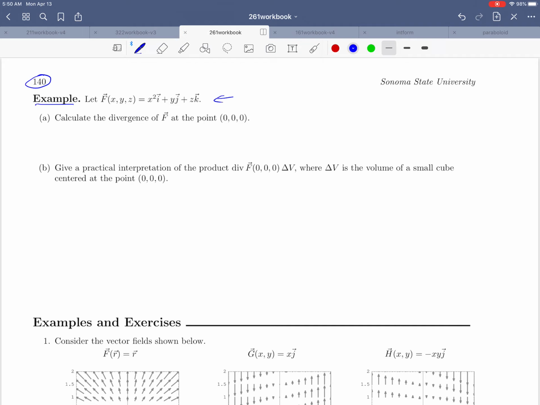And the first thing they'd like us to do in part A is to calculate the divergence of that field at a point. So why don't we start by reminding ourselves of what the coordinate definition of divergence was. I'm just going to write out that formula. This comes from the previous page. Partial z.